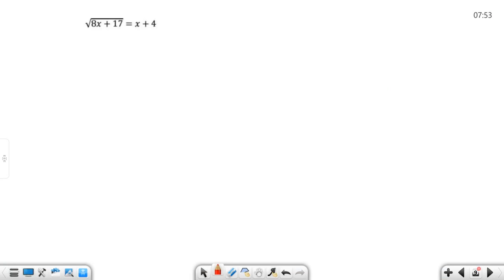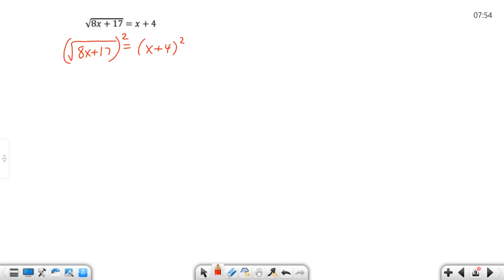All right, so let's keep looking at these. The square root of 8x plus 17 equals x plus 4. It's already got the radical on the side by itself, so guess what? We're going to immediately square both sides. We're going to say 8x plus 17 in the radical squared equals x plus 4 squared.